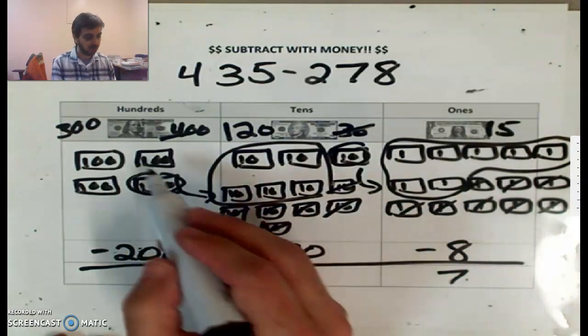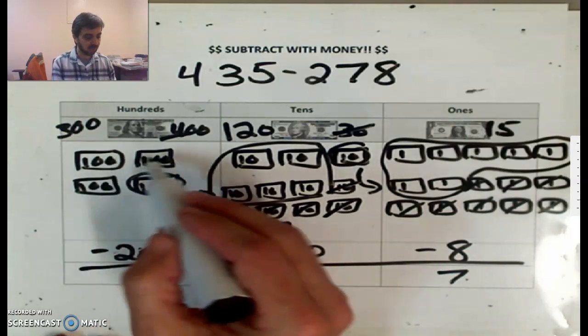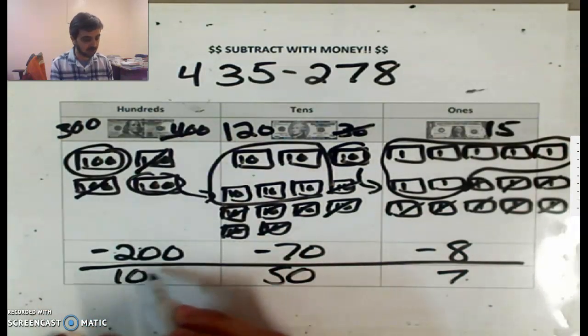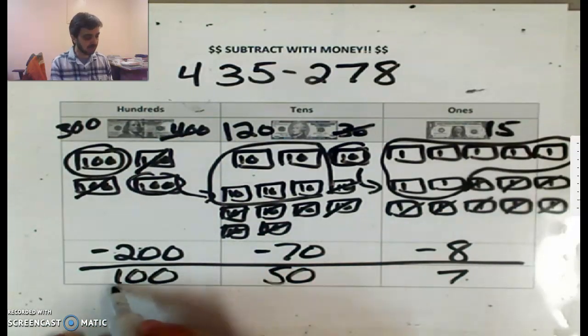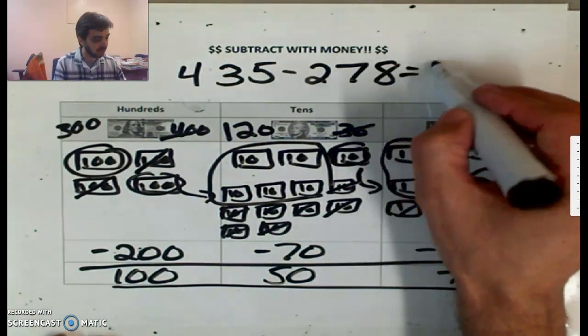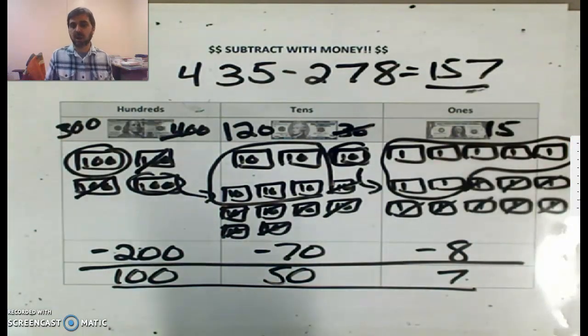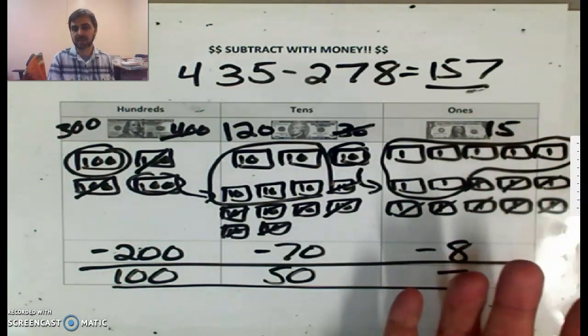And then I have $300 bills here. Take away 2 of those, and I'm still left with $100. So my answer is 157. Okay? It's the same thing we've been doing all along. It's just using money instead.